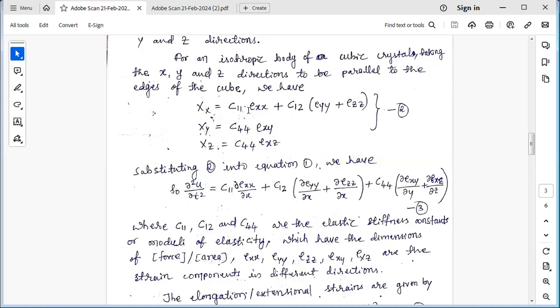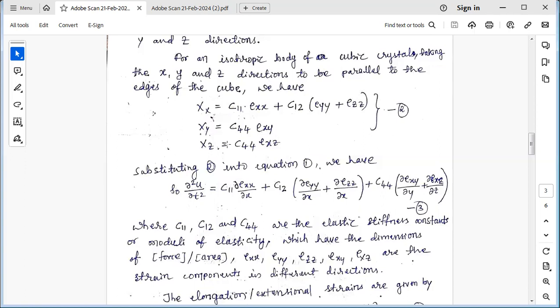As you know, Hooke's law is applicable here. Hooke's law tells that stress is directly proportional to strain, or stress is equal to some constant into strain. That is why these are C11, C12, C44. These are some constants, elastic constants. They are referred to as the elastic stiffness constants or moduli of elasticity.